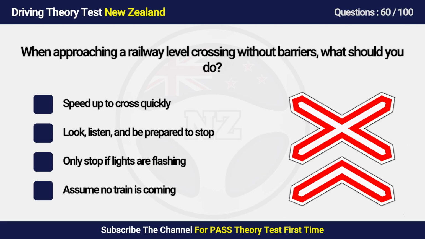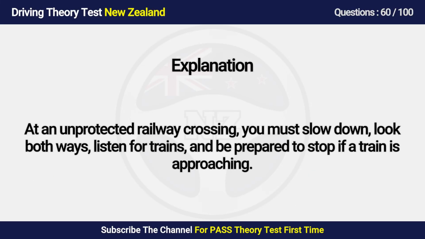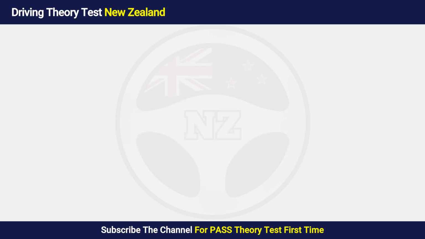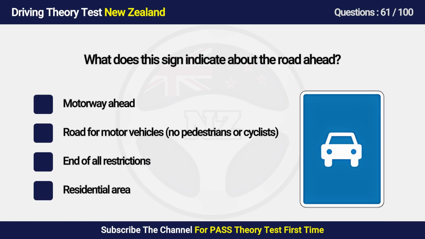A. Speed up to cross quickly. B. Look, listen and be prepared to stop. C. Only stop if lights are flashing. D. Assume no train is coming. Answers is B. Look, listen and be prepared to stop. At an unprotected railway crossing, you must slow down, look both ways, listen for trains, and be prepared to stop if a train is approaching. Question 61. What does this sign indicate about the road ahead?